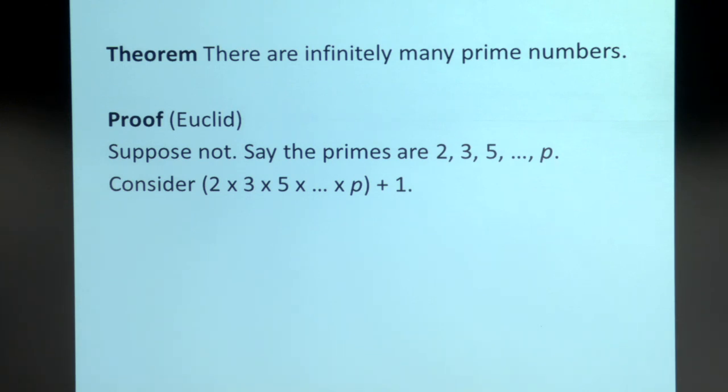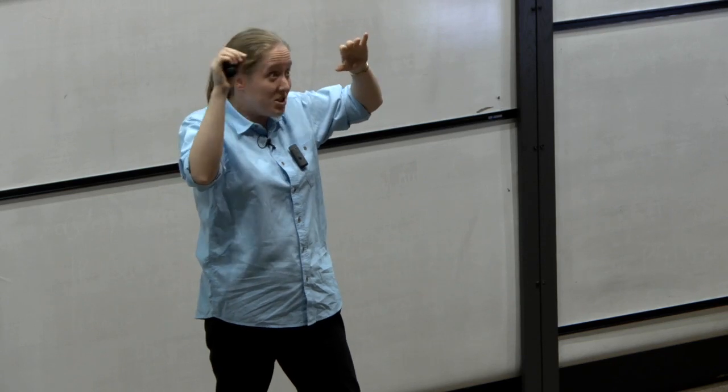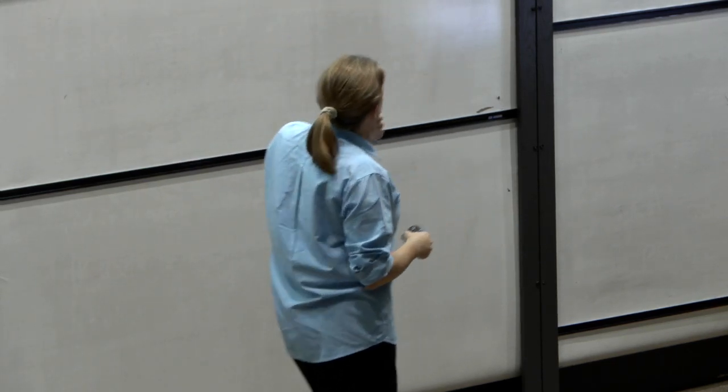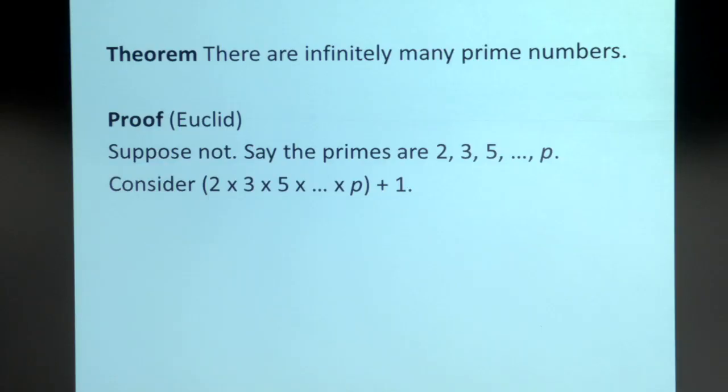So this enormous number must have a prime factor. Either it's prime itself or it's divisible by a smaller prime. Every number has a prime factor once you go beyond 1. So conveniently, I've got this list on this piece of paper of all the primes in the world, and I can just check which of them are factors of this large number. So does 2 divide this number? No, because it's 2 times some stuff plus 1. So this leaves a remainder 1 when we divide by 2.